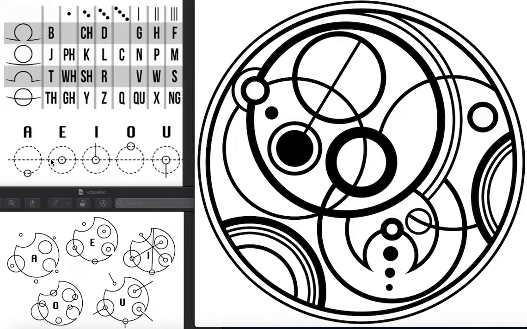Vowels are a bit trickier. They're always smaller circles, and their location is different depending on what vowel they are, and if they're enclosed on one of these 4 stems. So let's look at an E, for example.